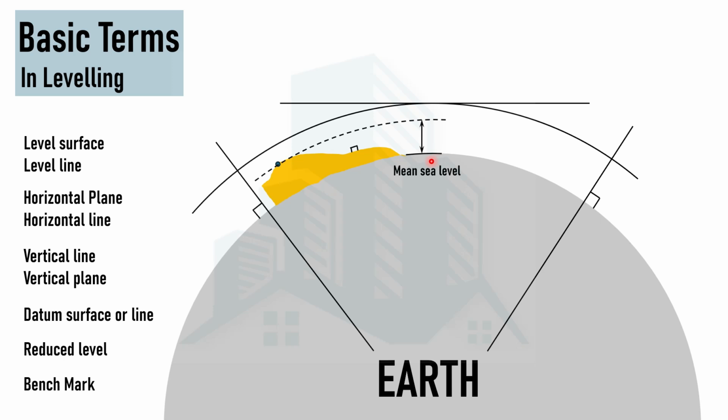Let's say at this part of the country, we know the reduced level. I mean the vertical distance from mean sea level up to this point is known. So from here we can start our leveling process. So a benchmark is a place on the dry surface of the earth where the reduced level is known. This term will also be used often when we do the leveling examples. I think these are the terms which are most often used in the leveling process.